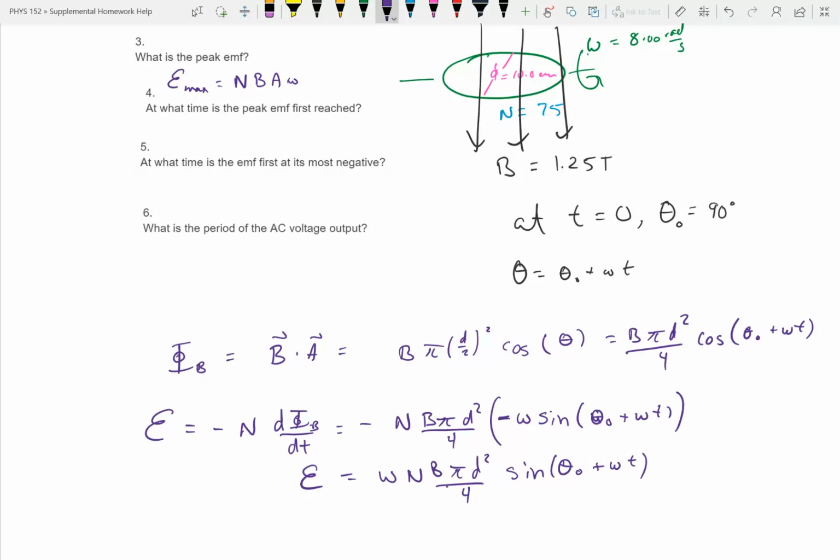Twice that? Or squared? What's the maximum value? Okay, this all here is constant, right? And what's the maximum value that sine will give you? 90? No, that's the angle at which it gives you maximum. It's 1. Sine of 90 is 1. So that means our maximum is going to be omega times N times B times pi D squared over 4.